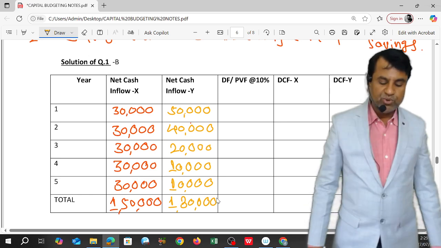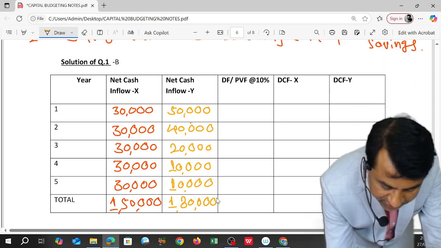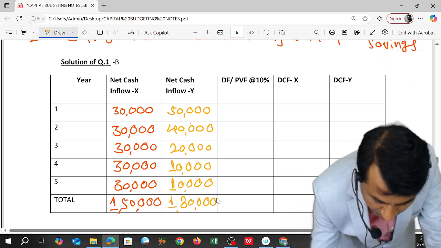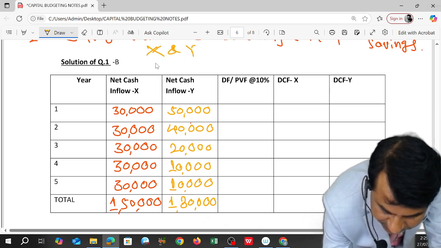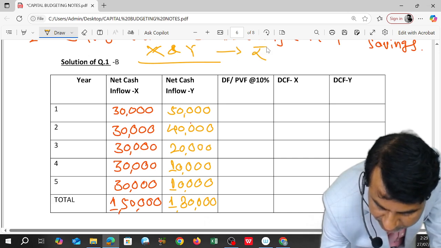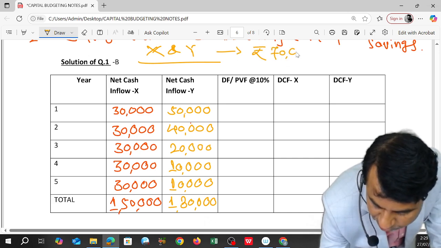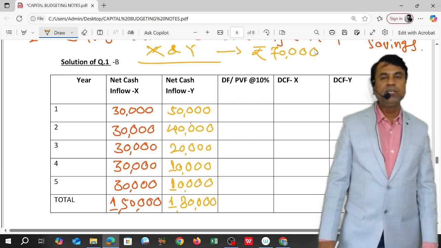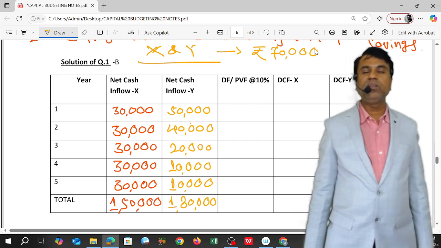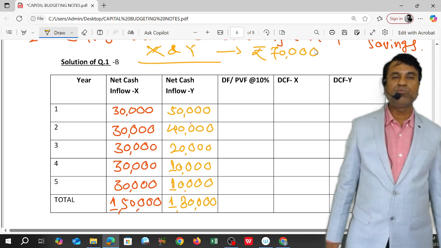Now see, if you are investing in project X and Y, the cash outflow for both projects is given. The cash outflow of both is the same. As far as this question is concerned, it can differ for different questions, but as of now the cash outflow is 70,000. In the question, you can check it out. Cash outflow given in the question is only 70,000 for project X as well as for project Y.